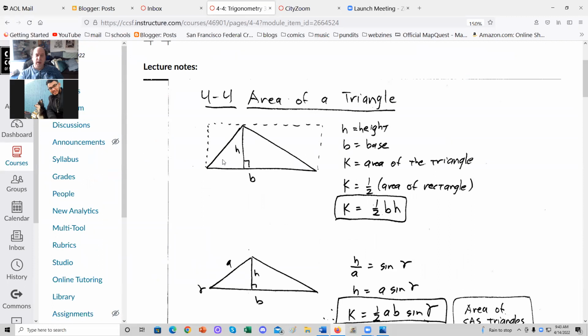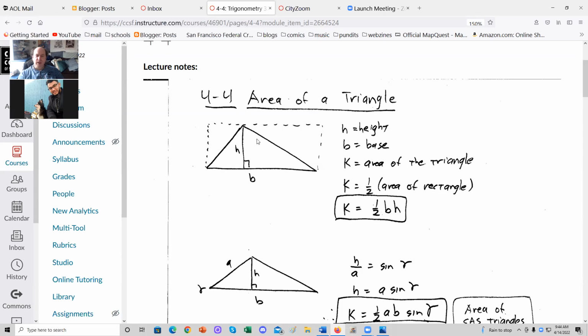We start with a triangle whose base B and whose height H is given. The height is the length of a perpendicular altitude to the base. Now you can write that triangle inside the circumscribed rectangle, and the area of the rectangle is H times B, and the triangle, well, it's half the area of the rectangle because this triangle has the same area as this, and this triangle has the same area as that.